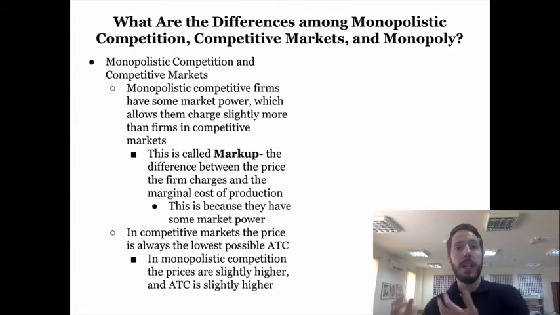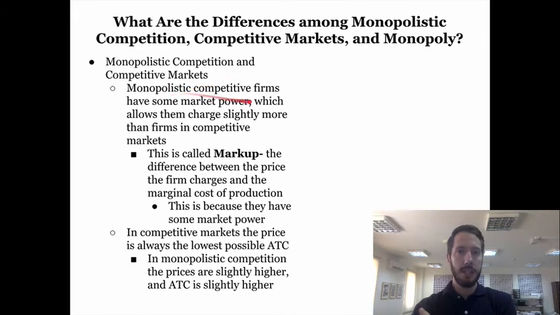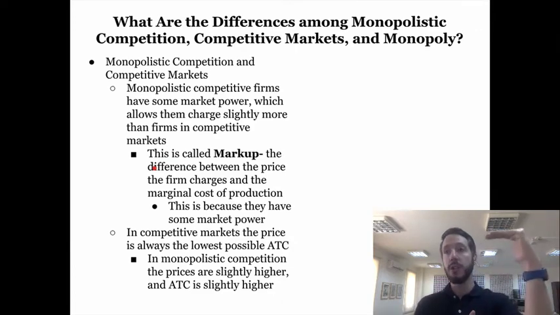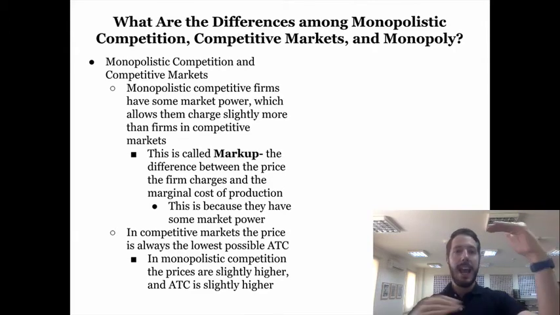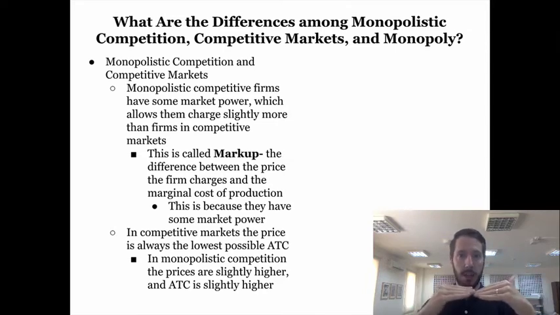So what are the differences between a monopolistic competitive firm, a perfect competition market, and a monopoly? Let's talk about the differences between monopolistic competition and a perfectly competitive market. In monopolistic competition, those firms have some market power, which allows them to charge slightly more than you would in a perfectly competitive market because of differentiation. Now, this is called markup. How markup works is this is the difference between the price that your business charges for that fast food good and the marginal cost of production. So you're going to have a slightly higher markup, so that price isn't totally efficient because you have some market power with your differentiated product.